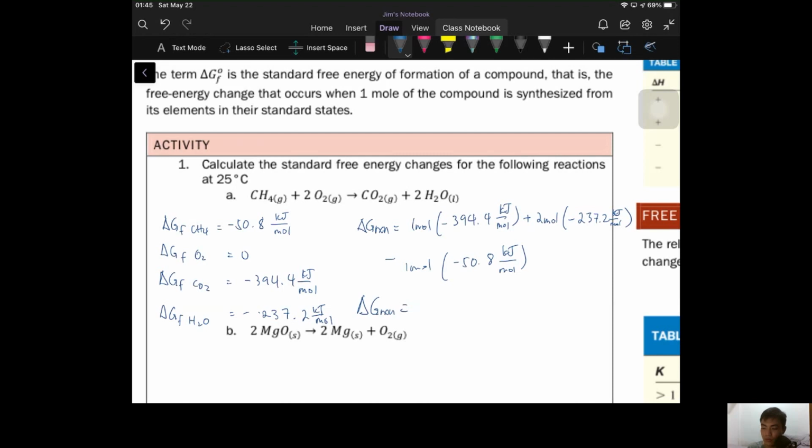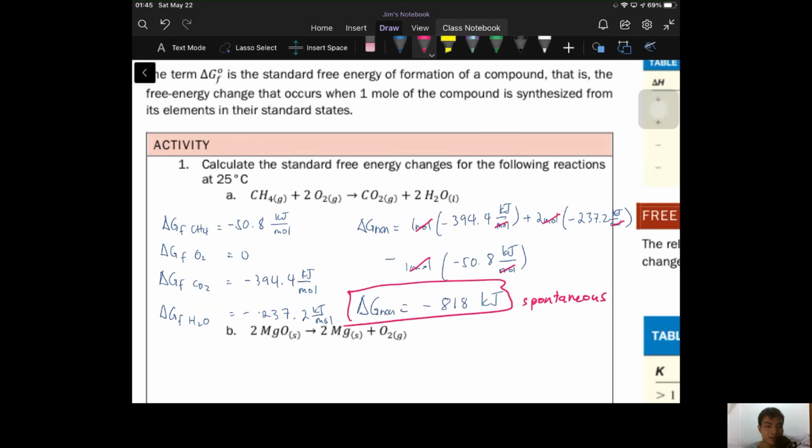Negative 394.4, 2 times negative 237.2, 1 times negative 50.8. Okay, so the delta G is negative 818 kilojoule. Take note na yung mga moles ay nag-cancel out. Mga moles nag-cancel out na sila. Okay, so given that delta G reaction is negative in value, that means this is already spontaneous.